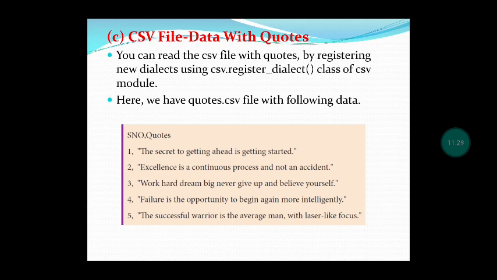Next, the CSV file has data with the quotes, comma, and pipeline symbol. These three are used in a CSV file. First we have seen about comma, next quotes. Here you have to use csv.register_dialect. In this you can give the quotes also. Here one output has been given. For getting this output you have to write it in the CSV file, because the output itself is displayed with the quotes. Here see the first point, the secret to getting ahead is getting started, that is in between the double quotes.